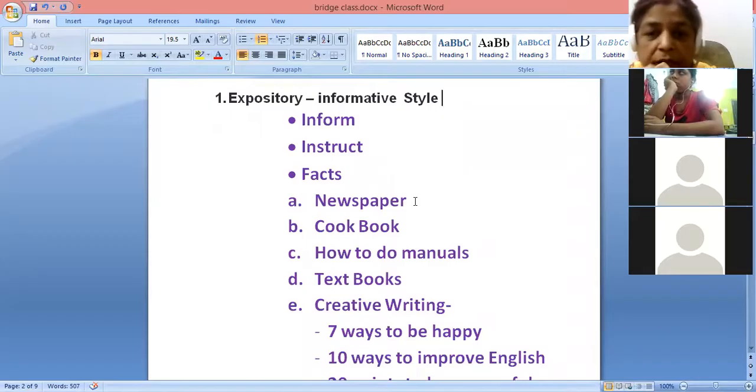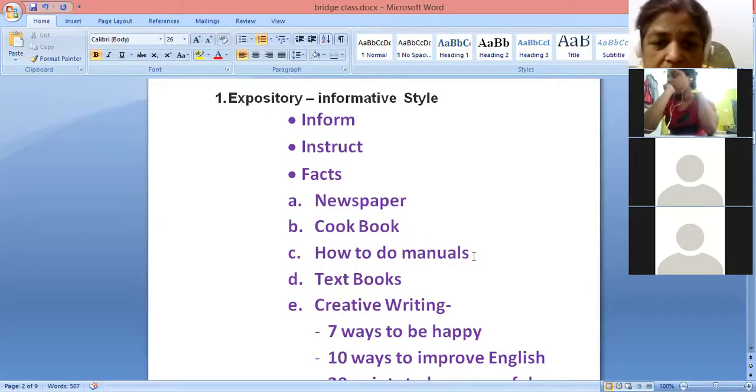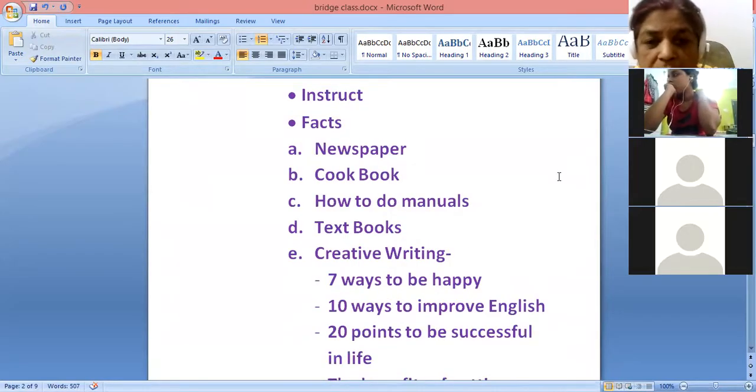And then when we are using a cookbook, how to make a pickle or how to make a vegetable biryani or whatever, they will give you the instructions and tell you how to do it. And then how-to manuals. Every product now comes with a manual so that the user can read and understand how it can be operated. And then your textbooks will give you the basic knowledge of whatever the subject is.